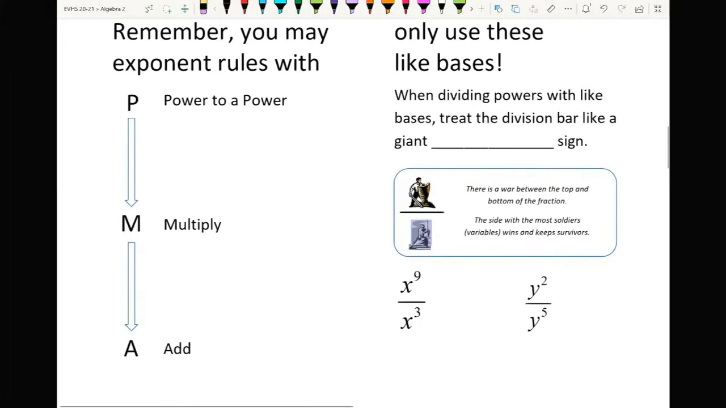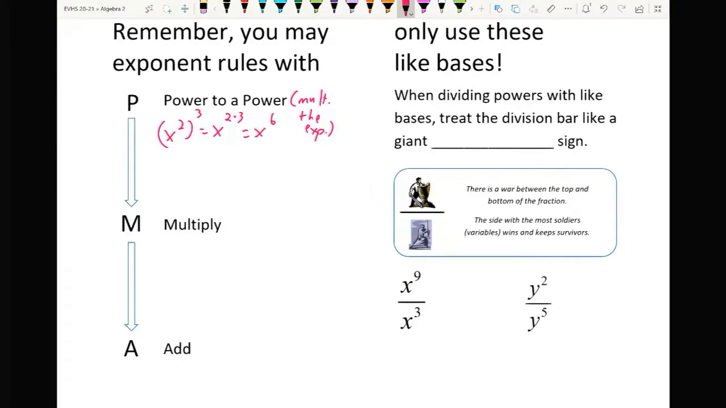Now, our little chart here for how our exponent rules work. So a power to a power, you're going to multiply the exponents. So for example, if I had x squared cubed, that is x to the 2 times 3, the exponents get multiplied together, which is x to the 6th power.